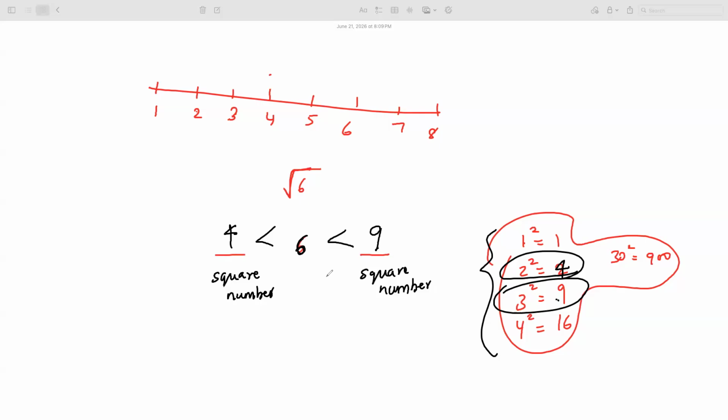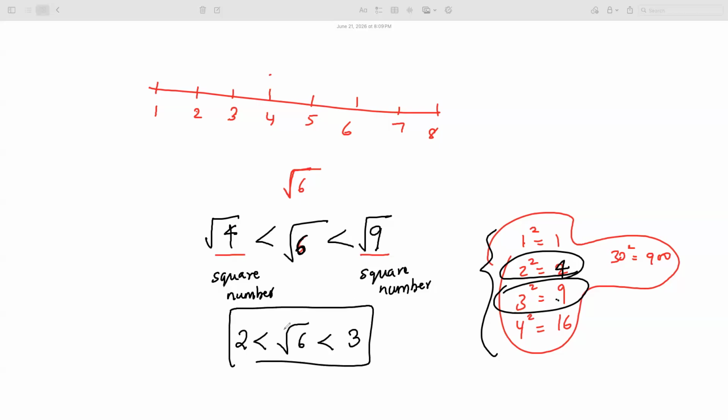Now, introduce square root to all the numbers. 2 is less than square root of 6 is less than 3. So where does the square root of 6 lie? Between which integers? 2 and 3. Oh, my bad. No problem at all. It's okay to make mistakes and learn. 2 and 3. So is it 2.5? We don't know. Why do you think it's 2.5?